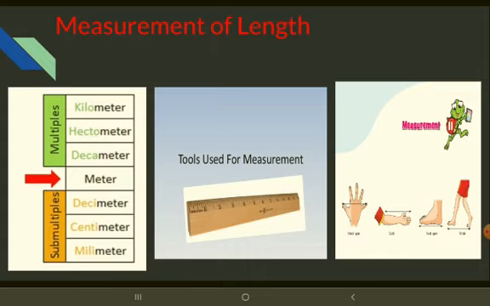Now the first one, measurement of length. First, we are going to learn measurement of length. How to measure? What is there? Length is the measurement of how long an object is.